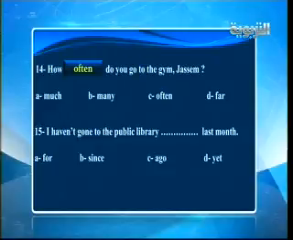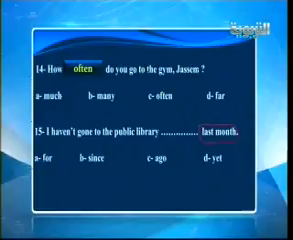All right. I haven't gone to the public library blank last month. Now let's see. We have for, since, ago, and yet. Each one of them has a significance or has its own use. Now let's see at the key here. What is the key? Very good. Last month. How many options? We have 4 options. The first option is for. For is usually followed by a period of time, 2 days, 3 days.